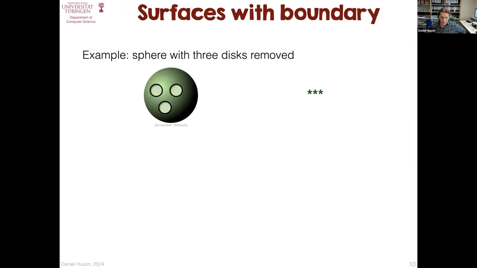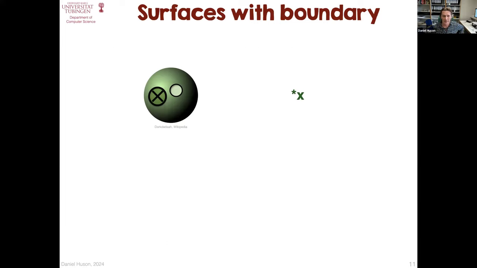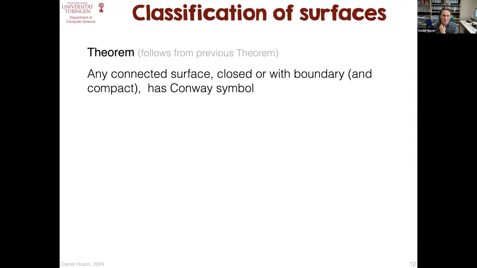What about surfaces with boundaries? Well, you can punch holes into a sphere, and a hole in Conway's notation is represented by a star. You can do that to, say, this double torus here. Then you would have ring, ring for the two handles, and then four stars for the four holes that have been punched into the surface. So we have surfaces with boundary. Here, if I punch a hole into a sphere with a cross cap, I'm back at the Möbius strip.